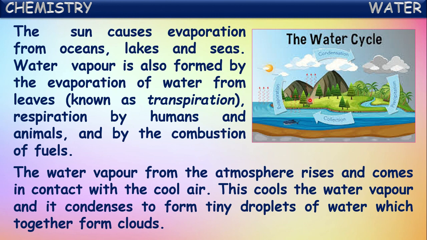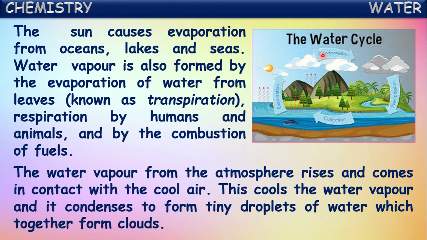The water vapor from the atmosphere rises and comes in contact with cool air in the upper layers. This cools the water vapor and it condenses to form tiny droplets of water. These all together form clouds. These small droplets all together form clouds. In this way, clouds are formed from evaporated water.